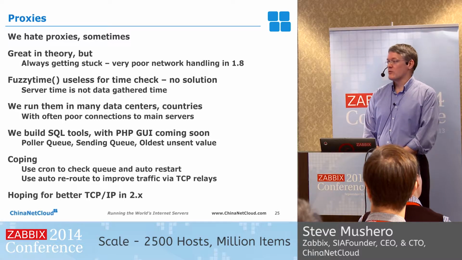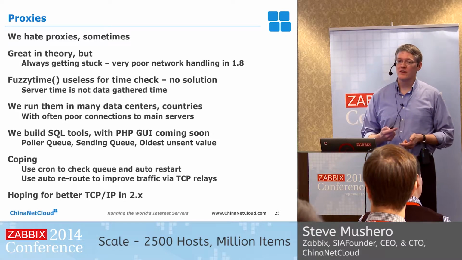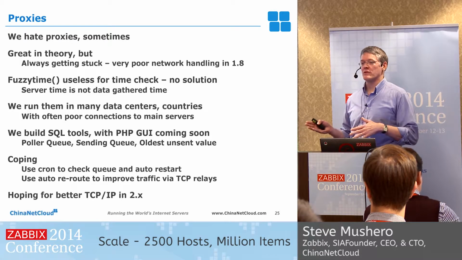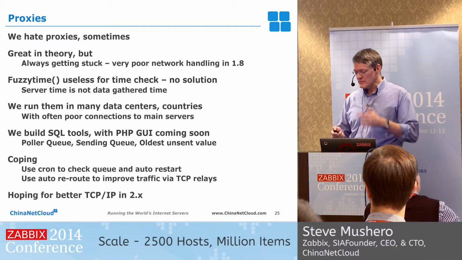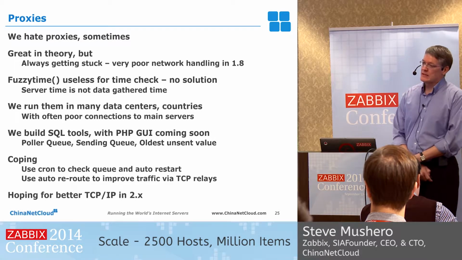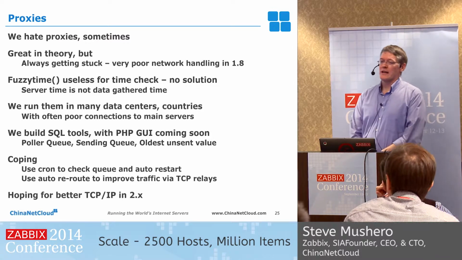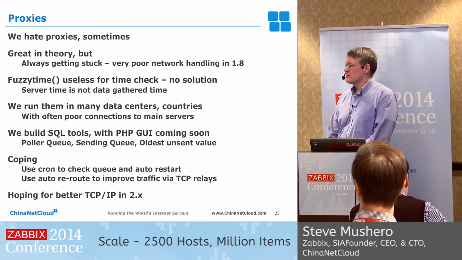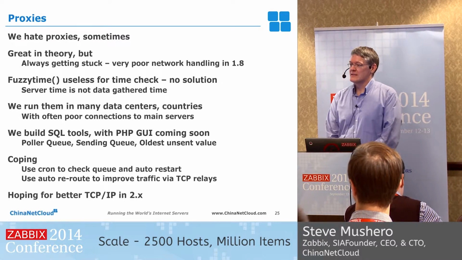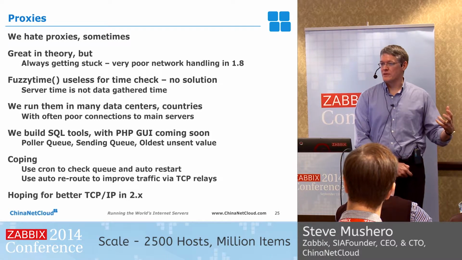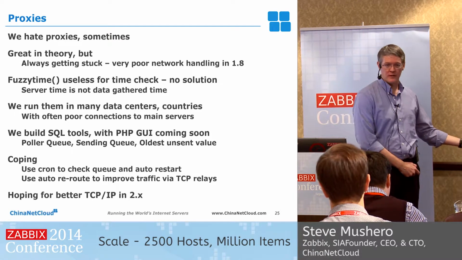So we actually have to work around this. We have auto restart processes. We have auto reroute processes so that we can reroute traffic around the world to get the best latency to keep the proxy operating. We're also adding a GUI to the proxy, which we'll share if people want, to actually show the queues. There's not a lot of good proxy monitoring right now, basically none. That's something I'd like to see, because right now you can monitor lots of nice stats inside a Zabbix server, but you can't monitor anything inside the proxy.